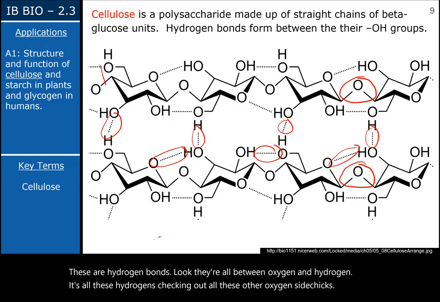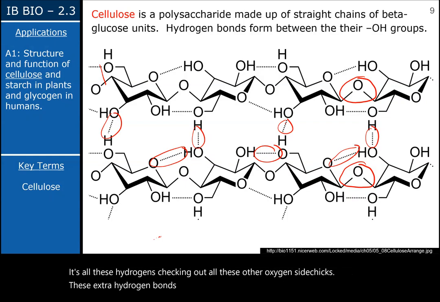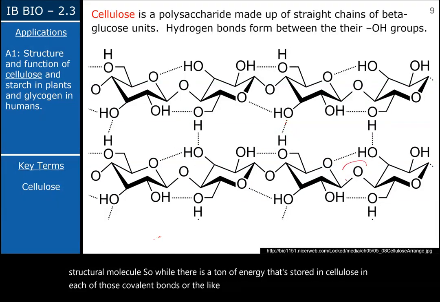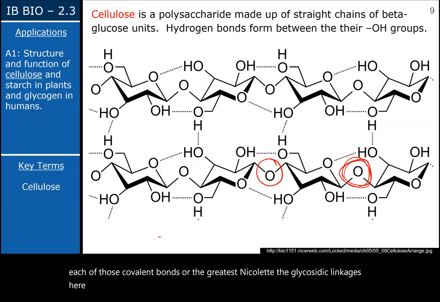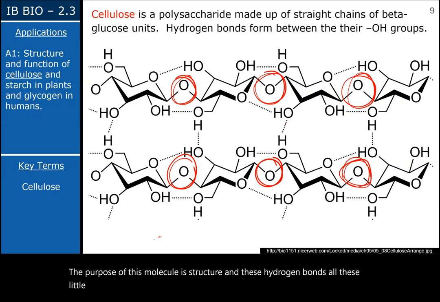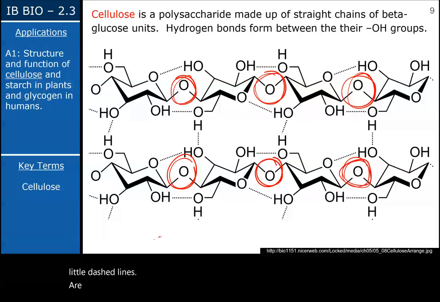These extra hydrogen bonds help make cellulose very rigid and a good structural molecule. So while there is a ton of energy that's stored in cellulose in each of those covalent bonds, or the glycosidic linkages here, right? There's lots of energy stored in each one of these. The purpose of this molecule isn't to store energy. The purpose of this molecule is structure. And these hydrogen bonds, all these little dashed lines, are extra braces that help hold this molecule together.